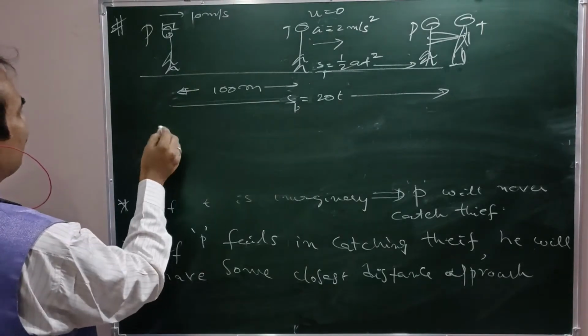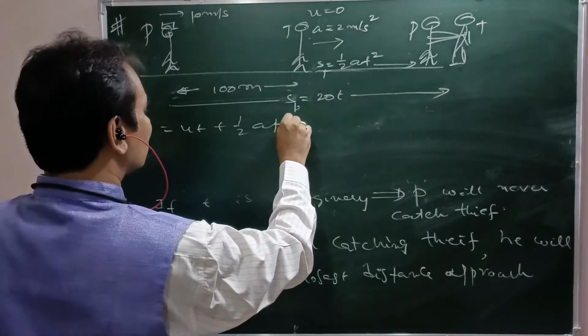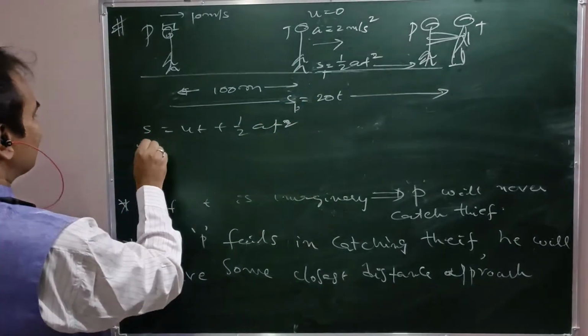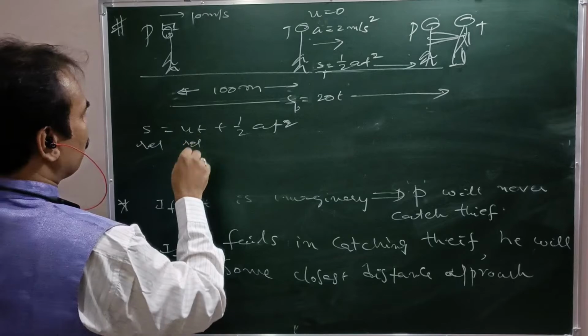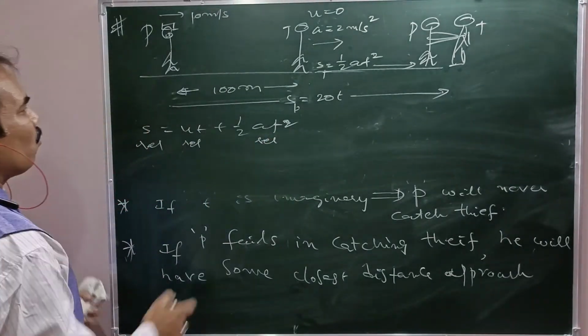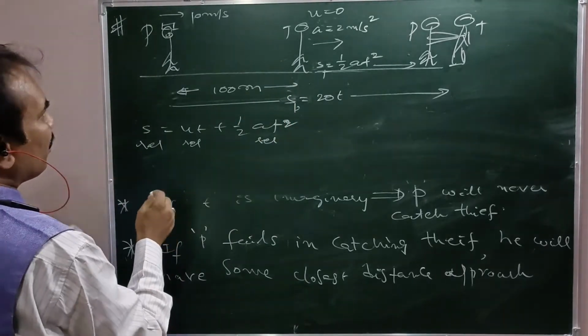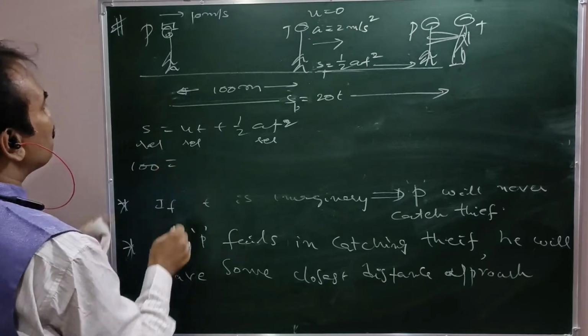What is the relative equation? S equal to ut plus half at square. That is S relative equal to u relative into t plus half into a relative into t square. What is the S relative between these two? It means 100. Right? Okay. So 100 equal to u relative.